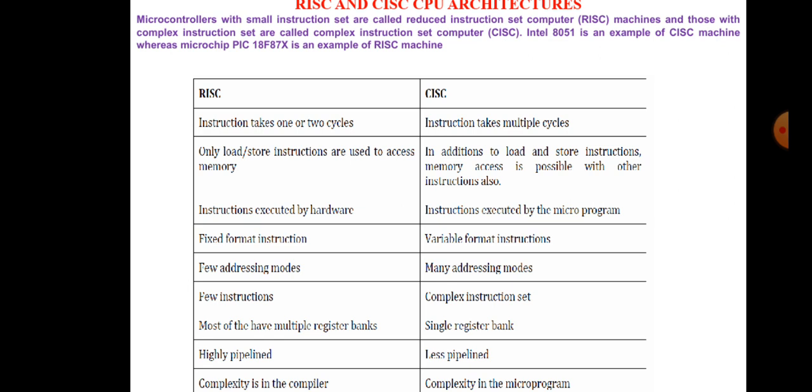That we take it as a fixed instruction format. The length of the instruction is fixed. But in case of your CISC, we have the variable instruction format. The length of one instruction may be of 8-bit, the other instruction may be of 16-bit, and some other instructions may be greater than 16-bit. It is not fixed. But in case of your RISC, the length of the instruction is fixed.